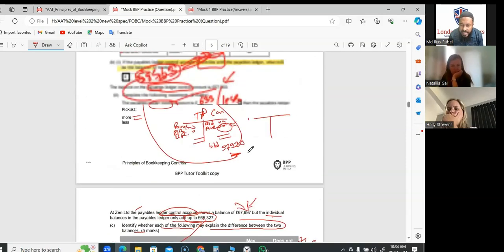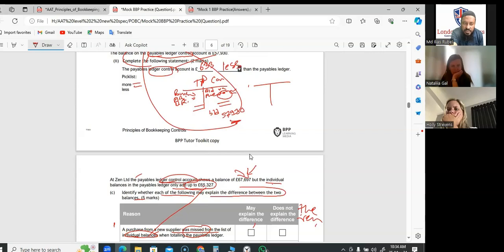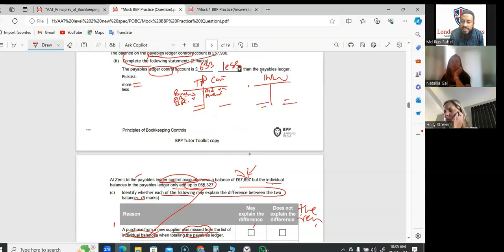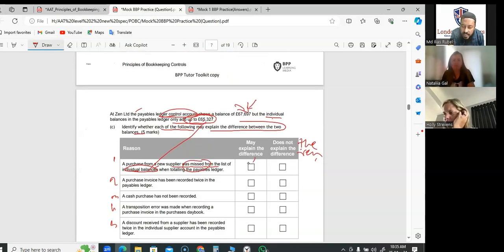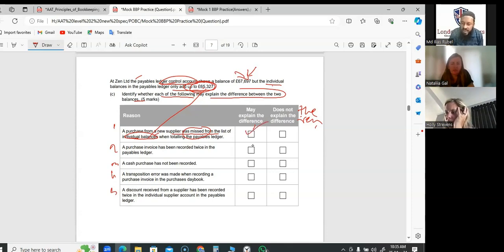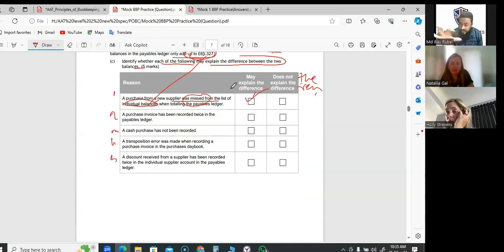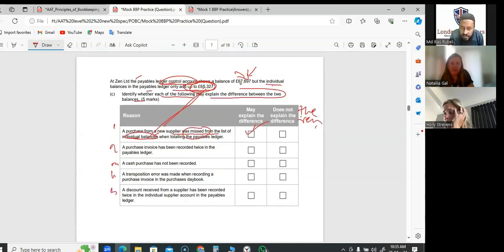We can go back to the same picture here, a little better. This is control, but individual. Your individual ledgers, the total is lower. Why is it lower? Maybe you forgot to write a purchase, and that is being said here. And the answer is yes, you're right. That can be a reason for the difference, yeah? Individual. Because your individual is lower. I repeat, your individual is lower compared to your control account.